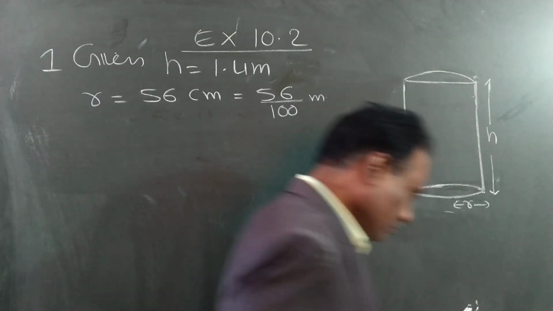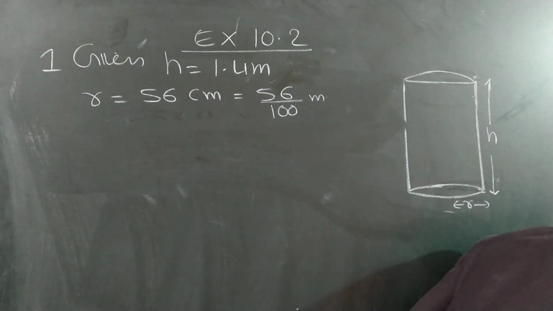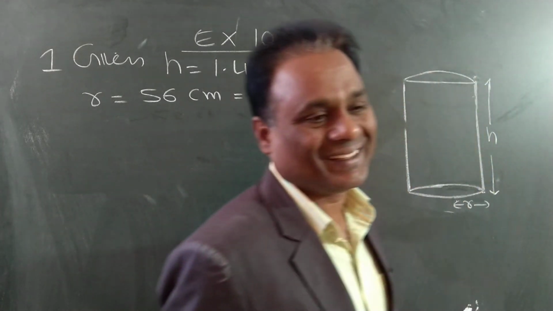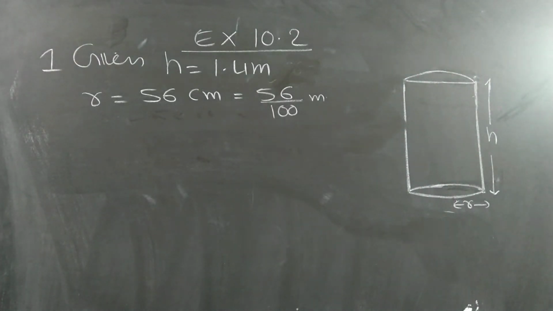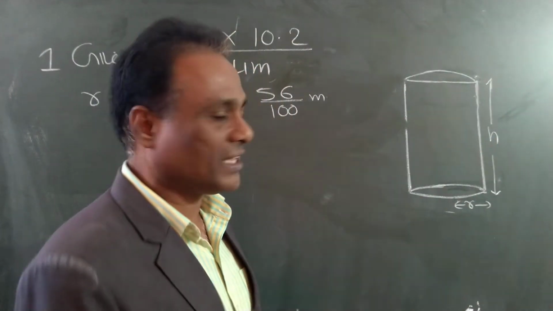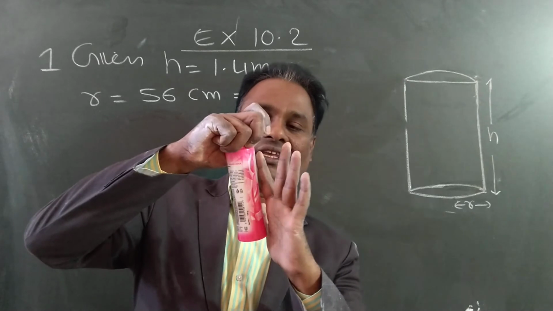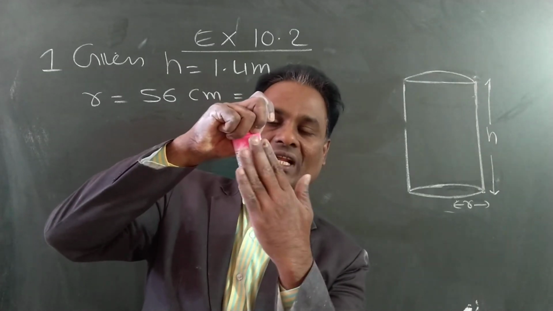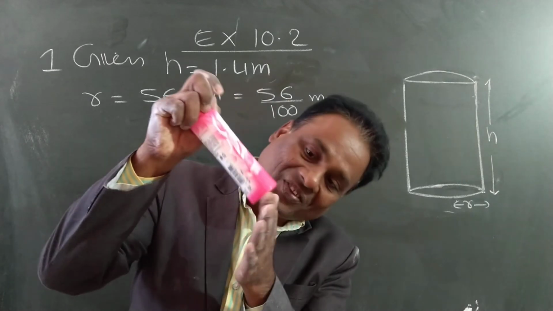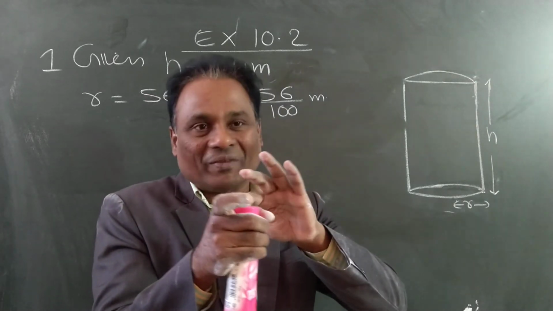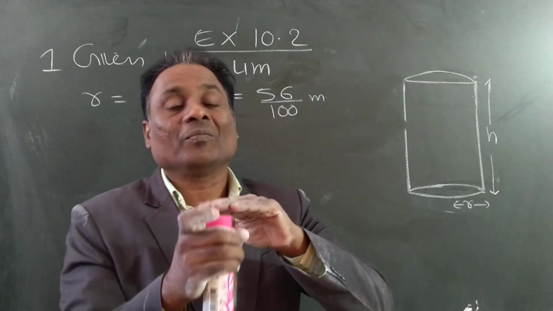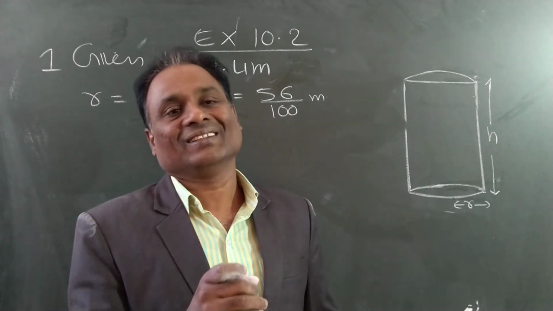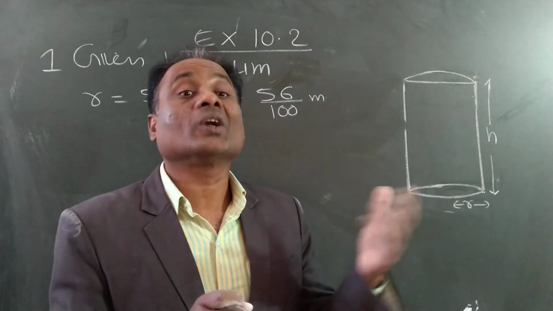Now, what is the question? How much metal sheet is required to prepare this cylinder? It means where we use the metal sheet. Here we use the metal sheet like this. Total round we use the metal sheet. Base also we use the metal sheet. Top also we use the metal sheet. This total, base and top, that is nothing but total surface area. What we require here? Total surface area.